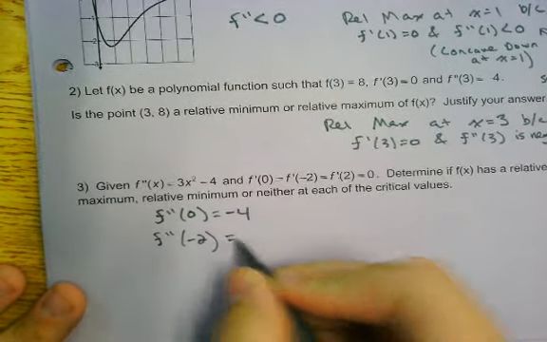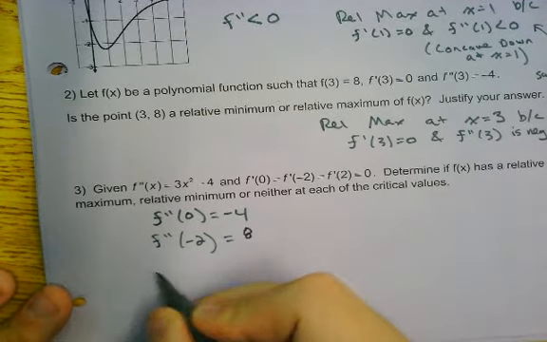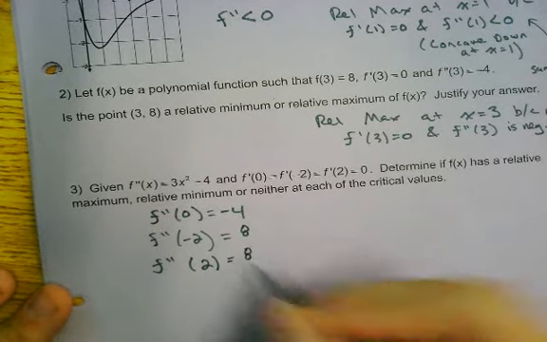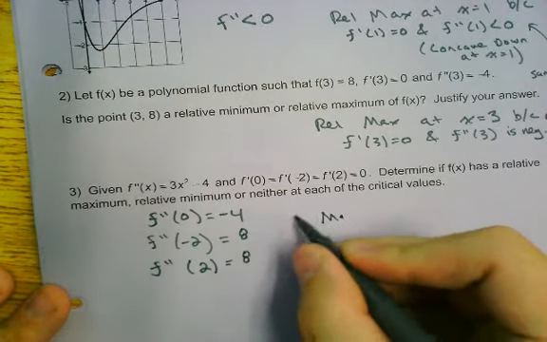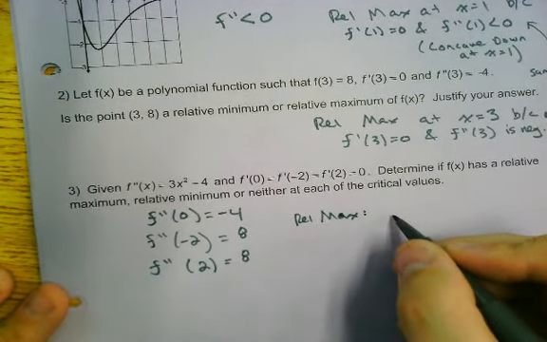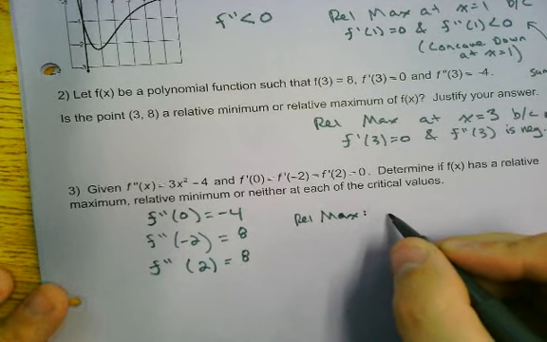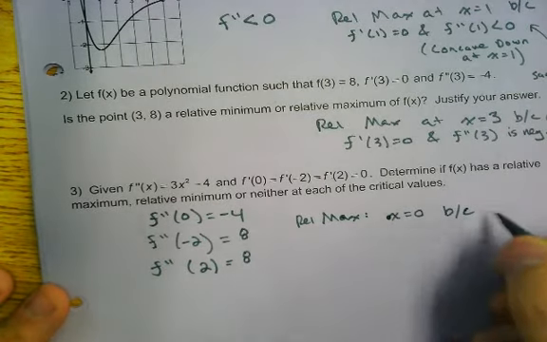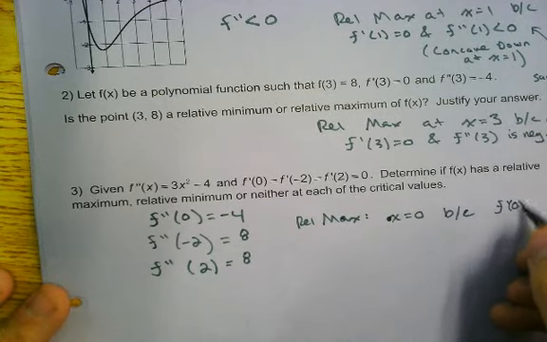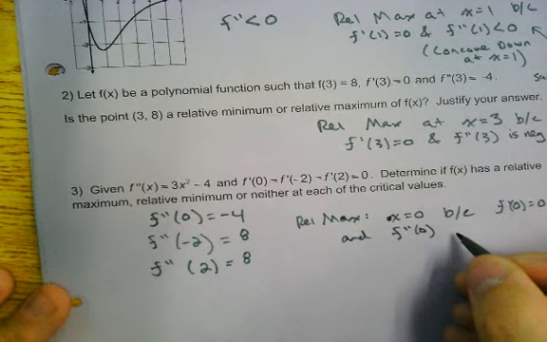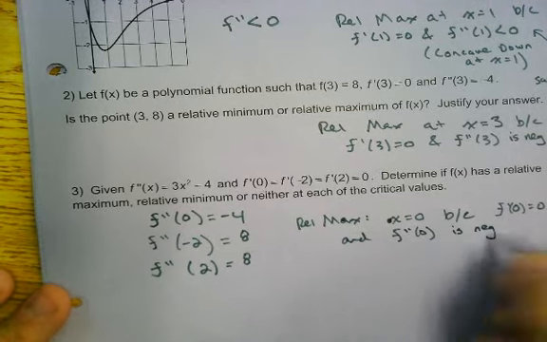What's f double prime of negative 2? 8. What's f double prime of 2? 8. So we're going to have a relative max where? Just x equals 0? Because f prime of 0 equals 0, and f double prime of 0 is negative. That's all you need.